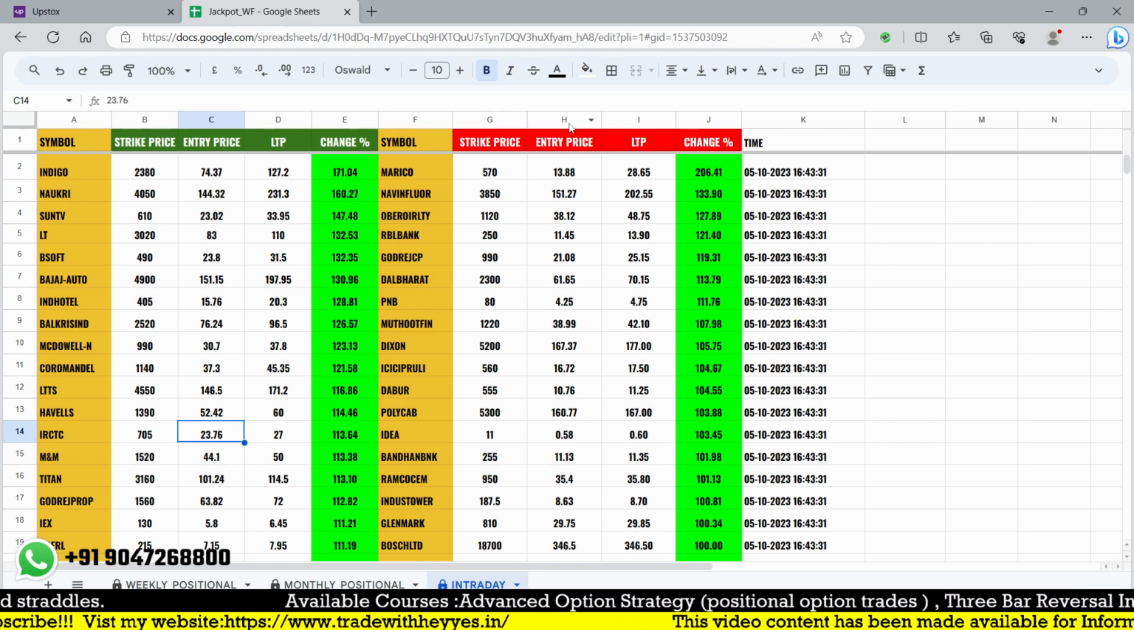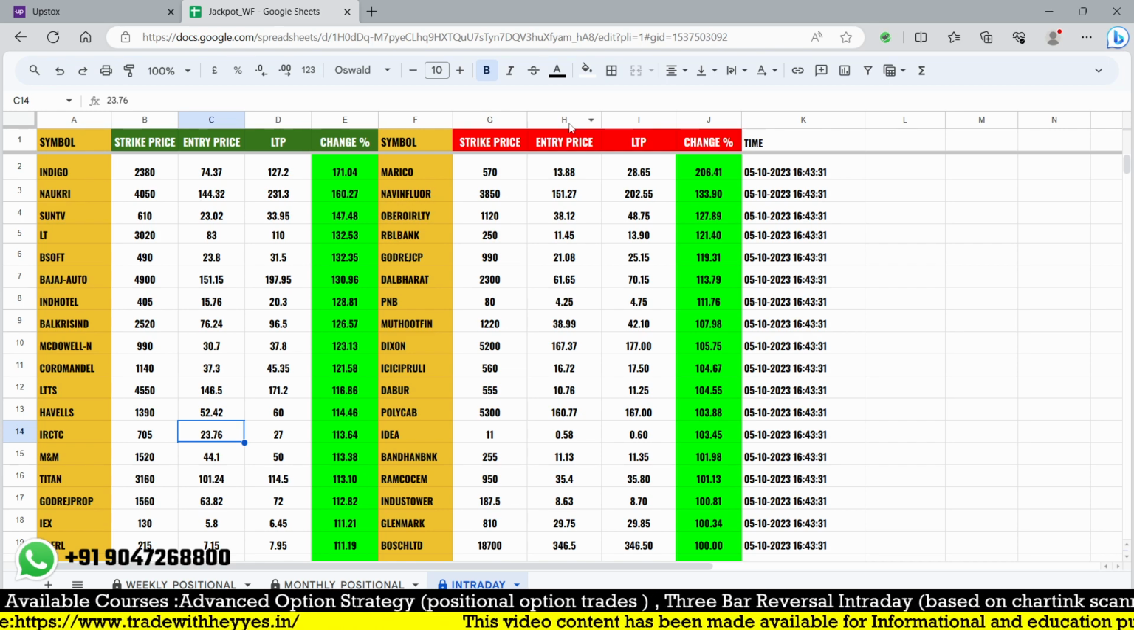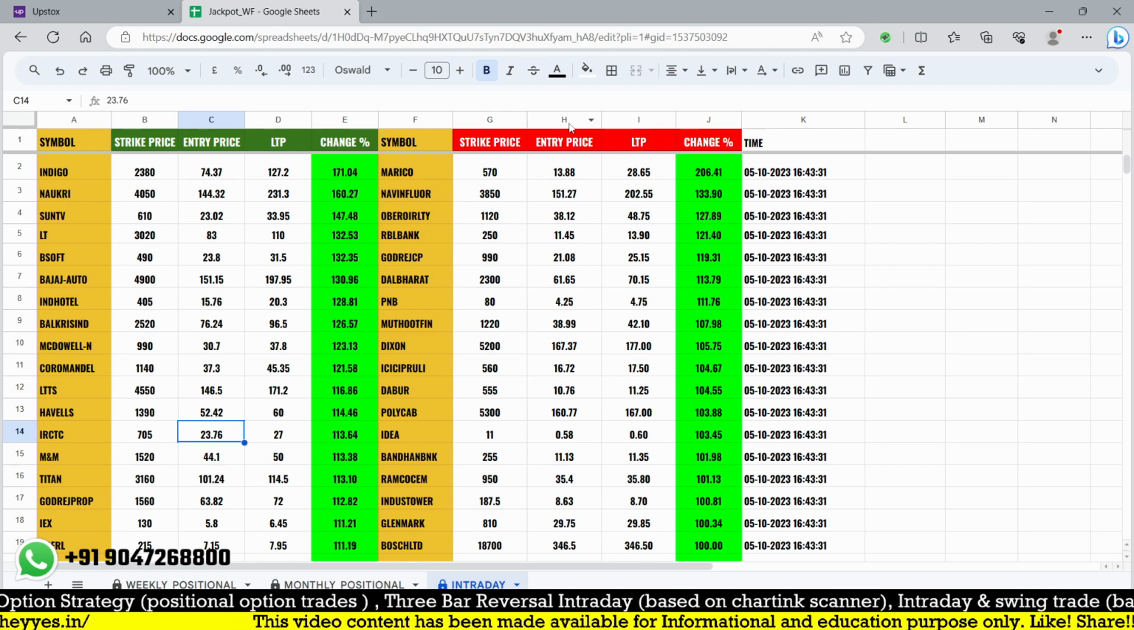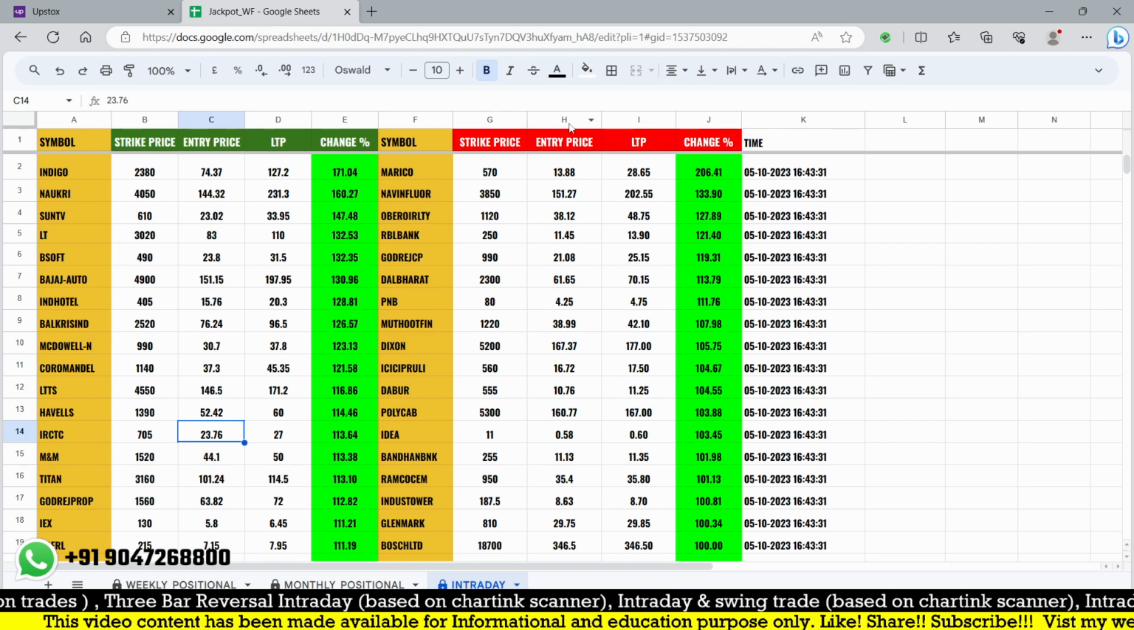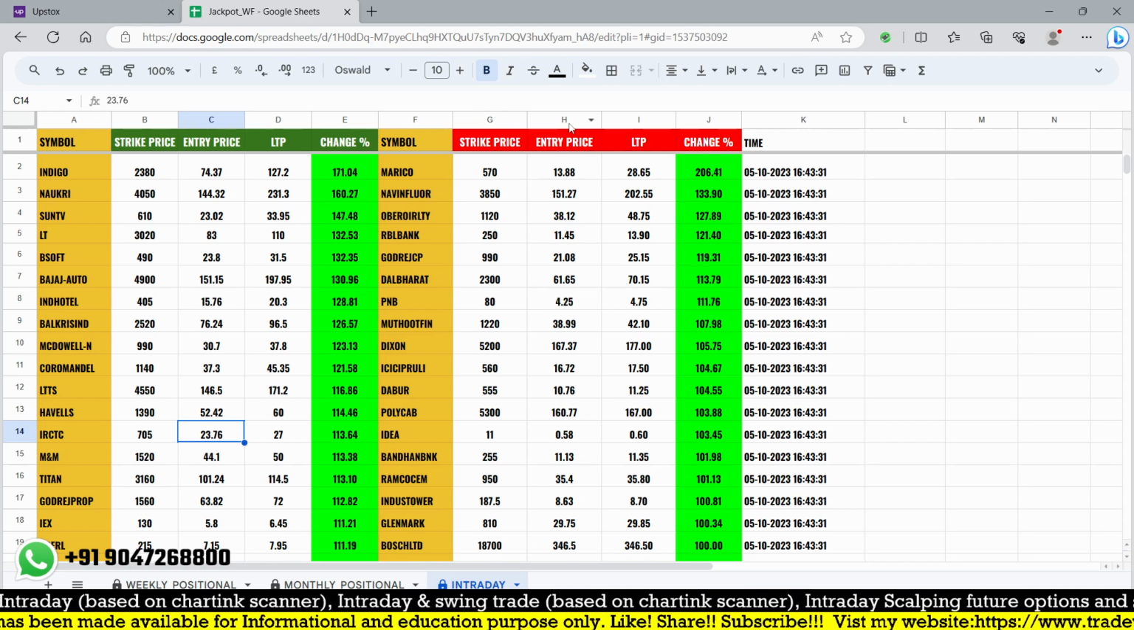So it may give you some breakout today, and it may not be followed tomorrow. So that may be a reason. If you are following intraday, whatever trade you have taken, you can exit the same day.